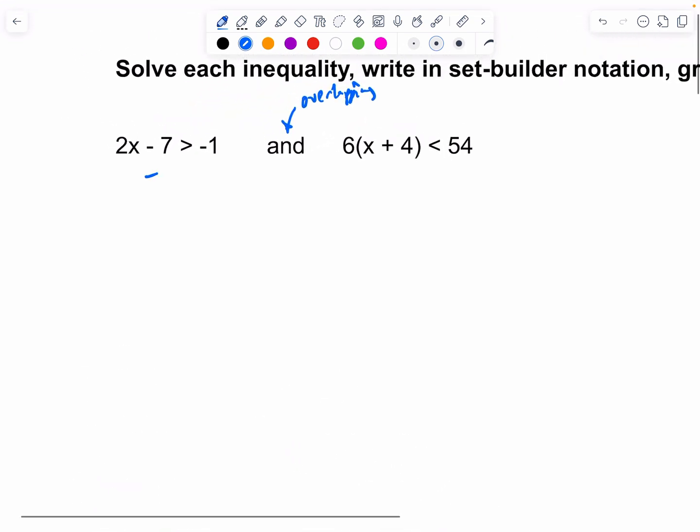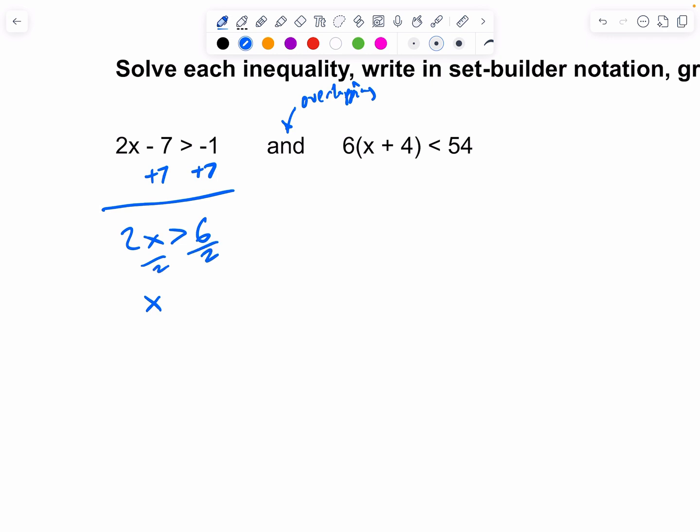See how it goes. Okay, I'm going to add 7 to both sides. 2x is greater than 6. Divide by 2, divide by 2. And x is greater than 3.